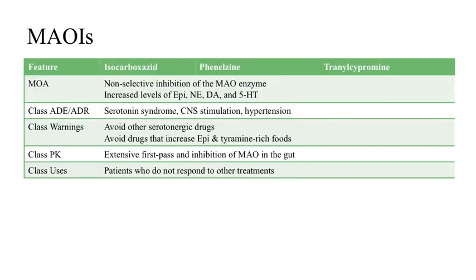The primary monoamine oxidase inhibitors are isocarboxazid, phenelzine, and tranylcypromine. Again, these are non-selective inhibitors of the monoamine oxidase enzyme. And by that, I mean they generally non-selectively inhibit both the MAO-A isoform and the MAO-B isoform. Together, these two isoforms of monoamine oxidase are responsible for metabolizing the monoamines epi, norepi, dopamine, and serotonin, and therefore inhibition of the metabolic activity of this enzyme results in increased levels of those monoamine neurotransmitters.